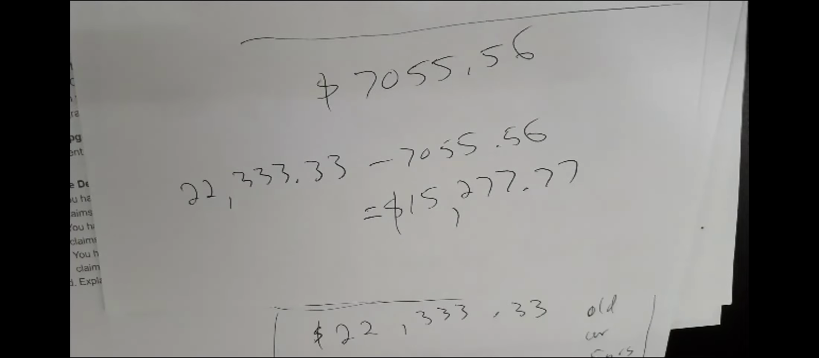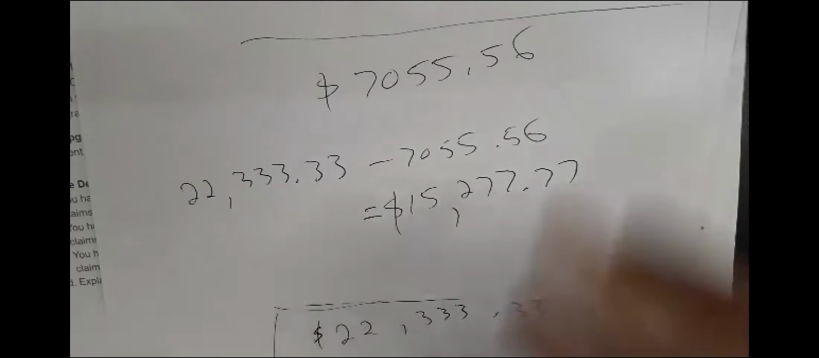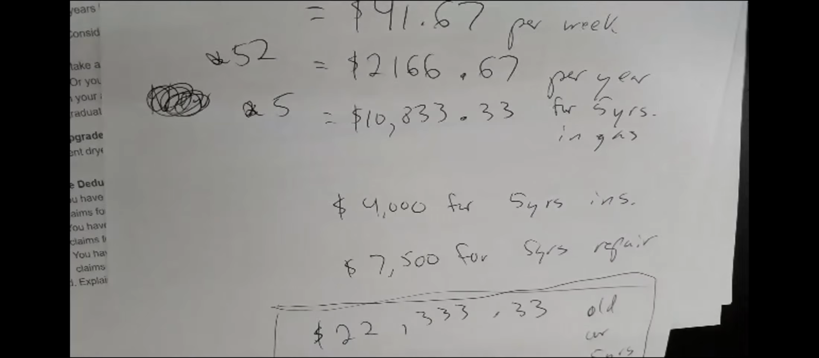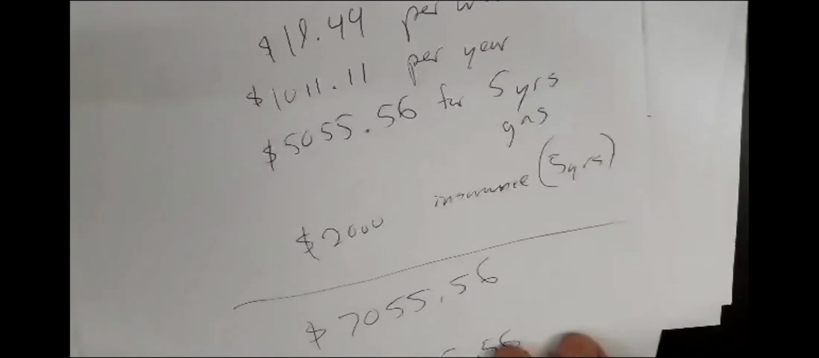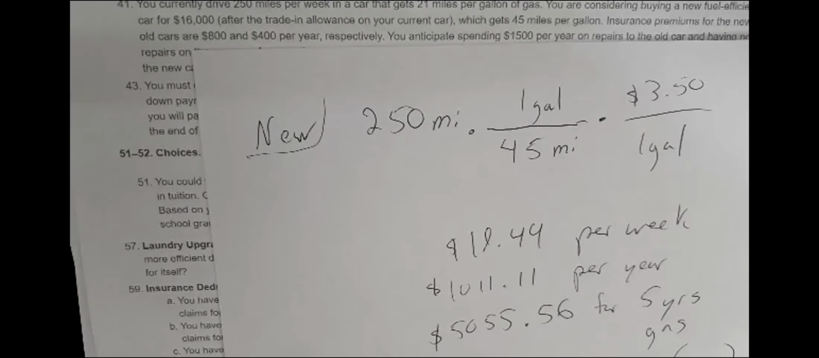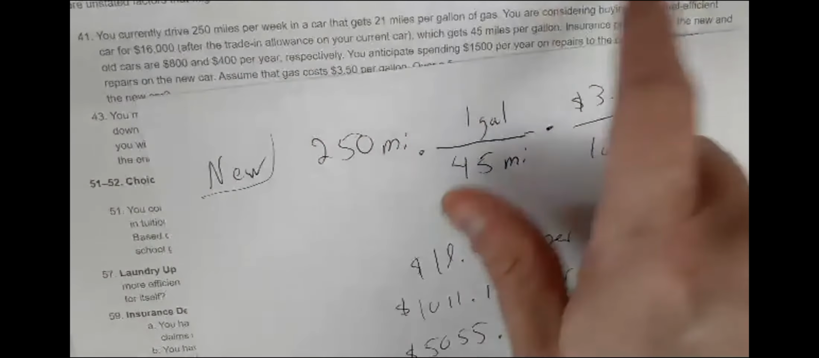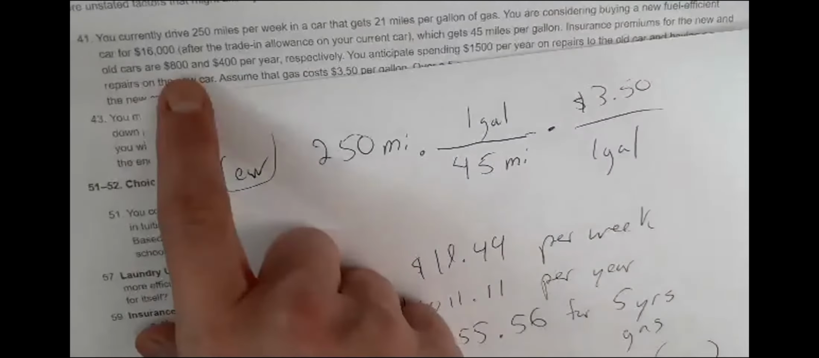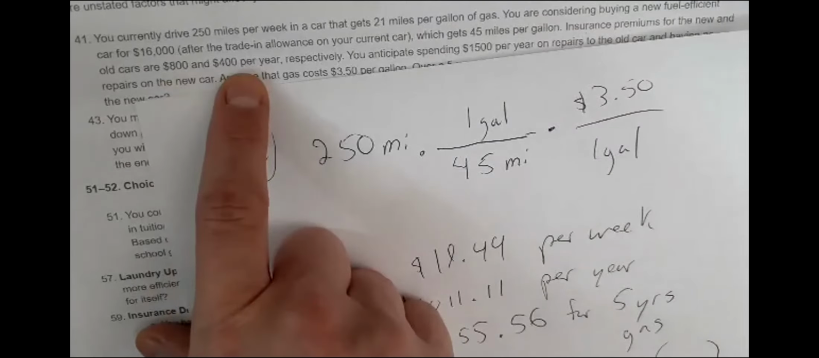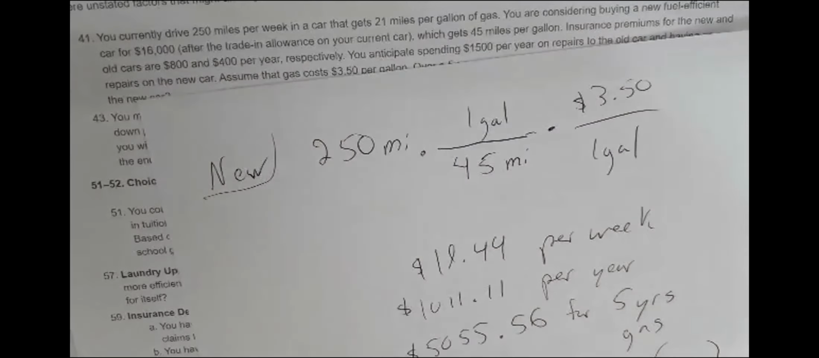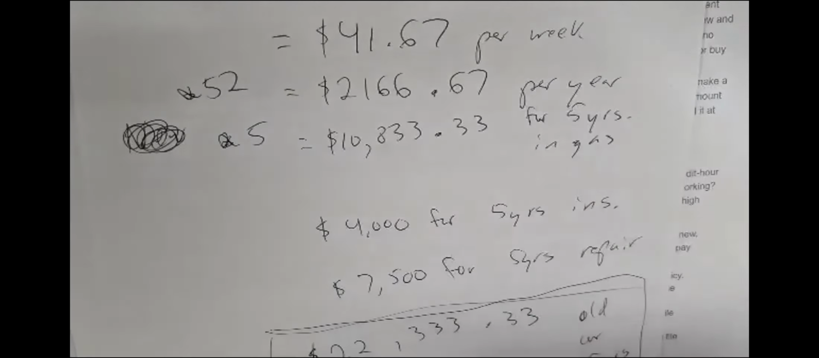I got 4,000 for the insurance for the new car. Oh, I think I'm looking at the wrong thing. The new insurance is what? 400 per year. New insurance is 800. It's premiums for new and old cars. Oh, the new is 800, the old is 400. Is that what it is? Yeah, they phrased the question really weird. Sorry, I messed that up.